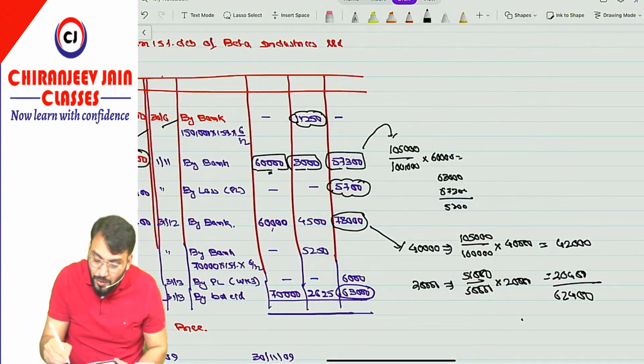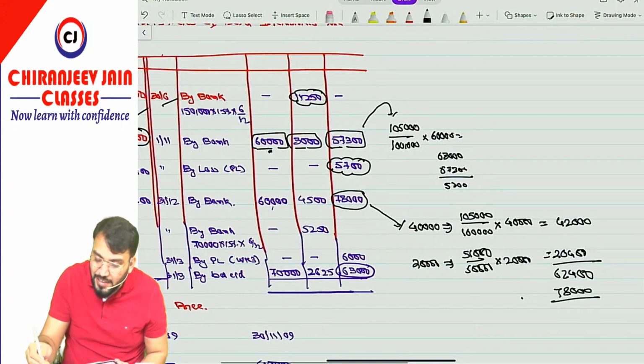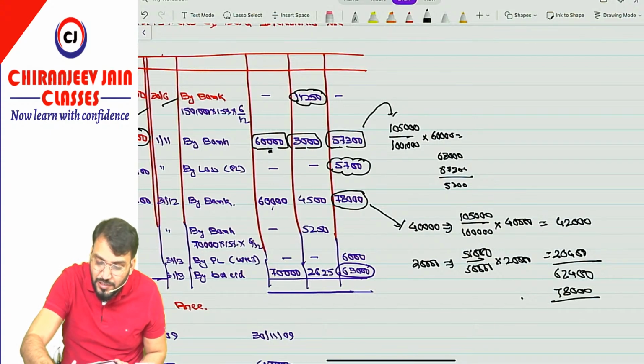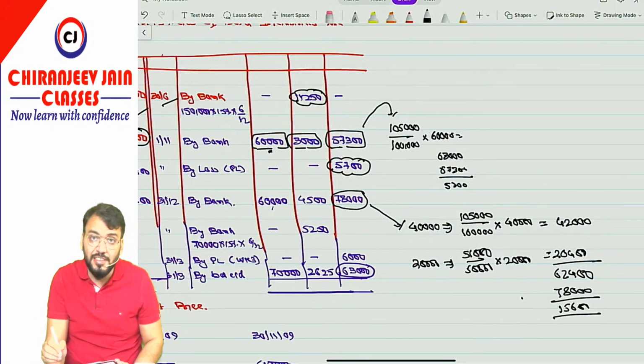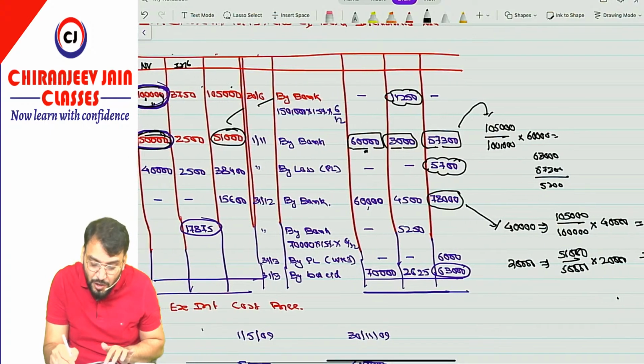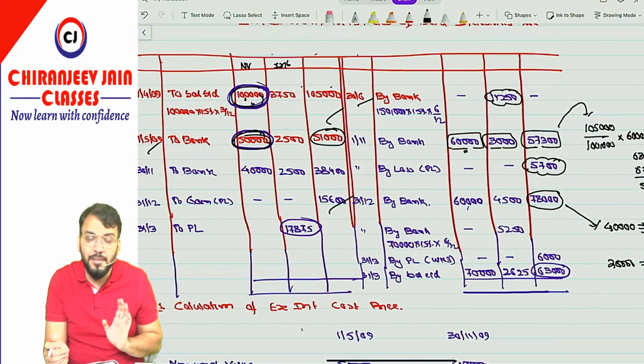62,400. From this, net sale proceeds 78,000, minus it. So what is the gain? Gain is coming how much? 78,000 minus 62,400. Gain is what? 15,600 is gain. So you can see 78,000 we already created, and now the gain of 15,600 came. Understood?